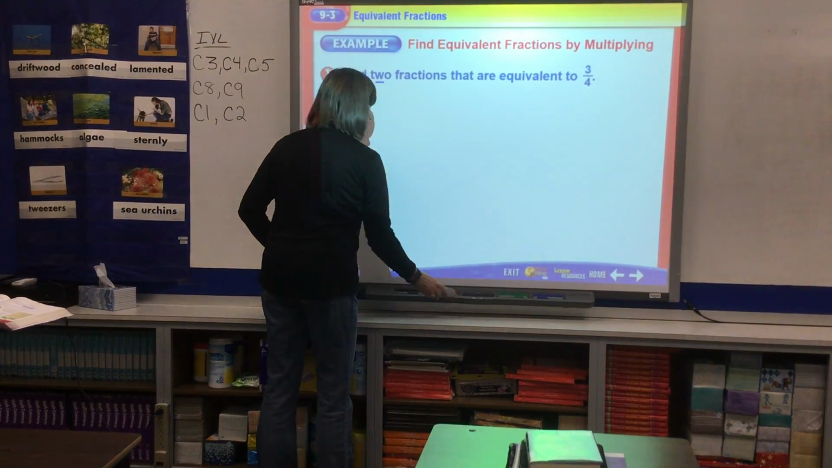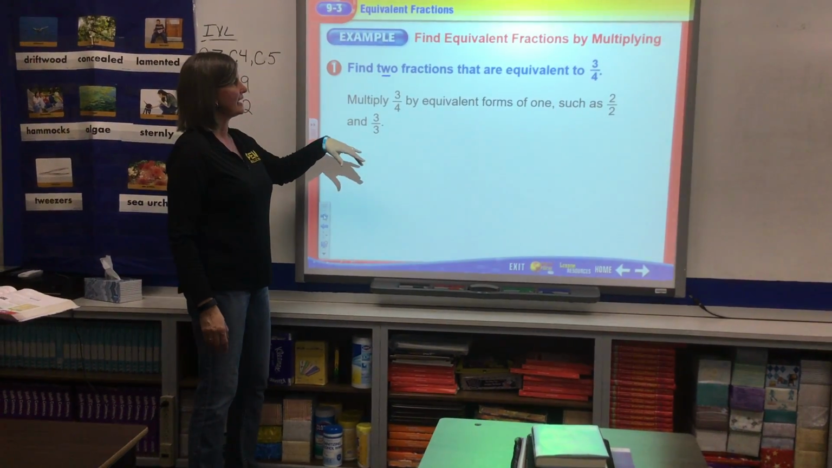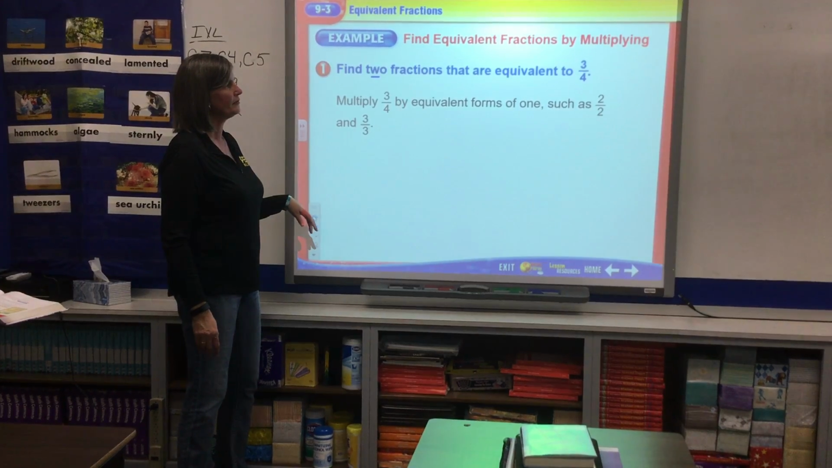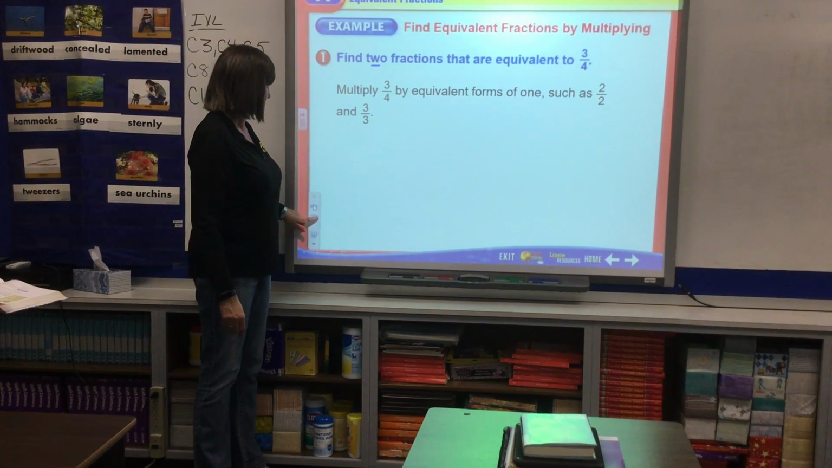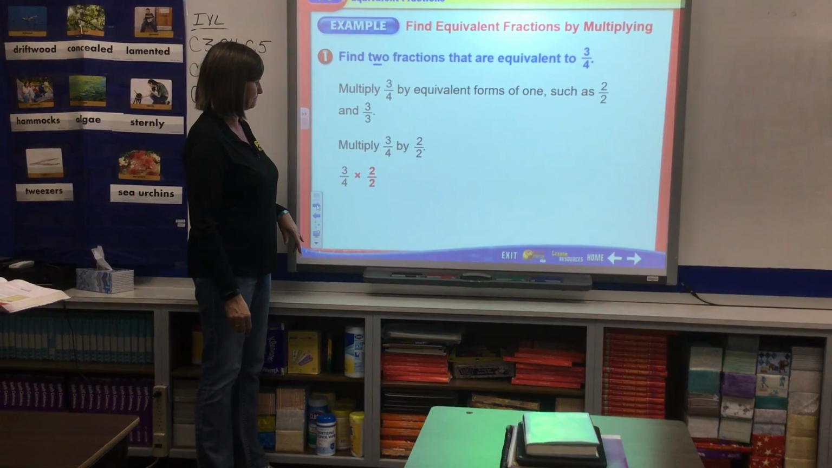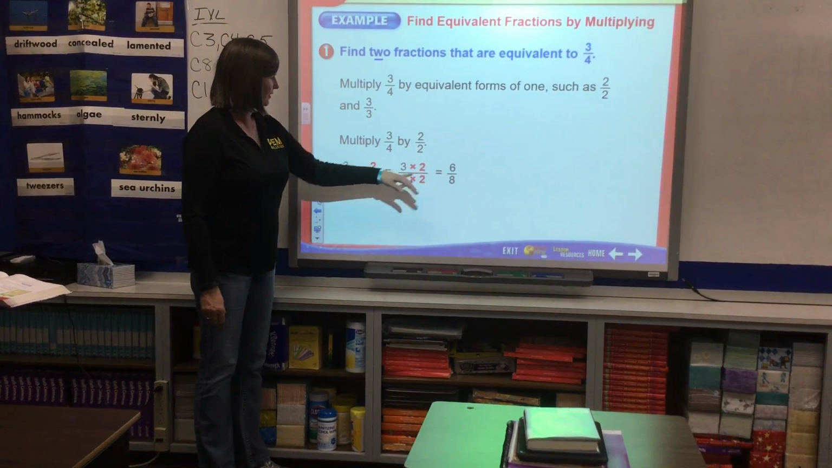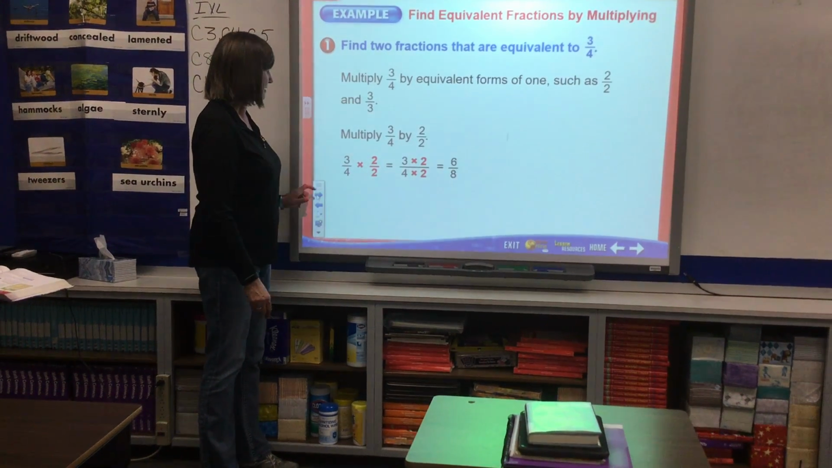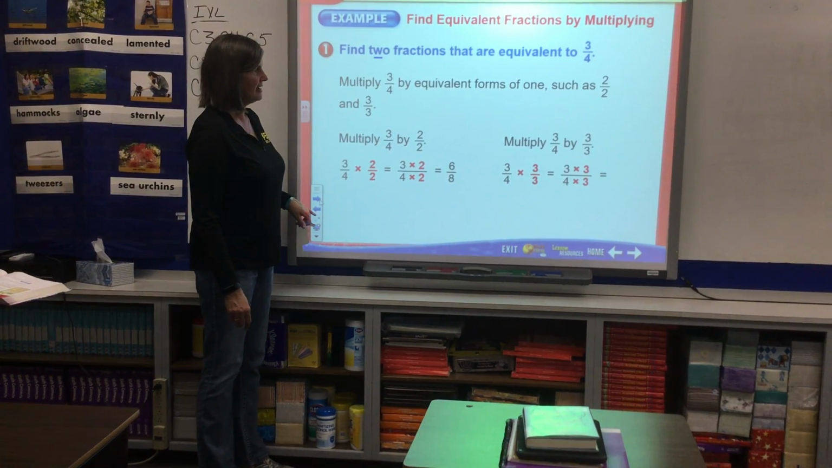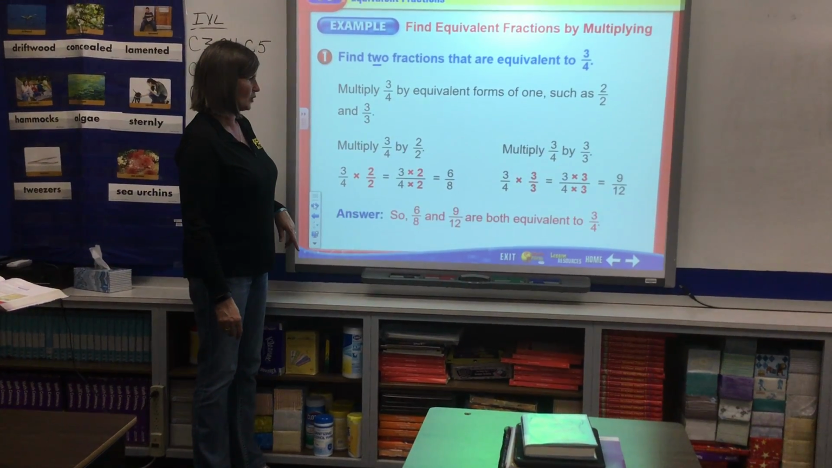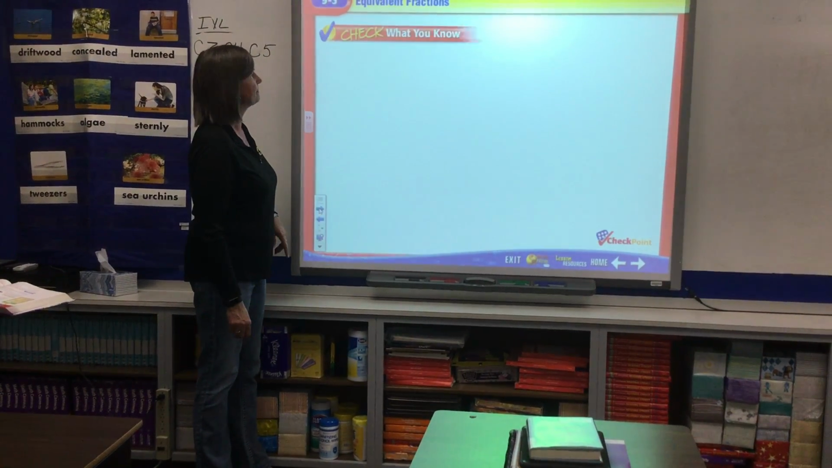Take a quick peek at what they say here. These are the 2 examples I chose. Multiply 3/4 by equivalent forms of 1, such as 2 over 2, that was the first example we did, and 3 over 3, that was the second example that we did. And then you can see, just like we did, they got 6 over 8. So 3/4 is equivalent to 6/8. And then they multiplied it by 3 over 3, and just as we did, they got 9 over 12. So 6/8 and 9/12 are both equivalent to 3/4.